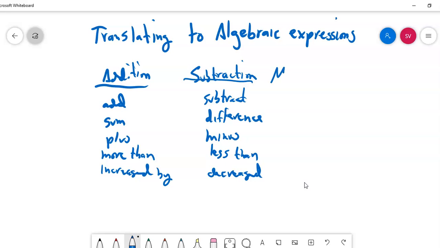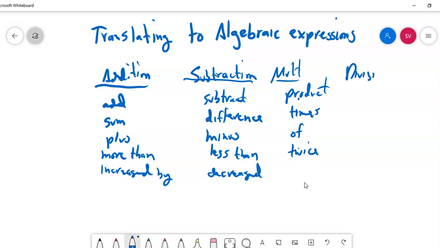Now let's look at multiplication. The word product, the word multiply, the word times, the word of, the word twice. All these would indicate multiplication.